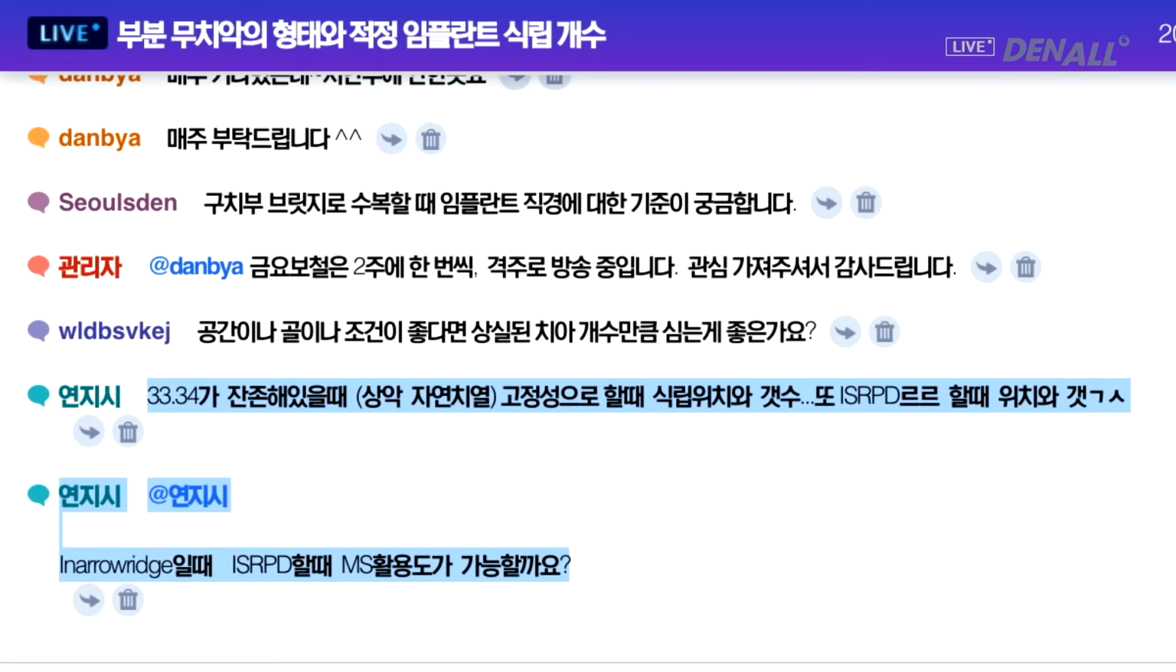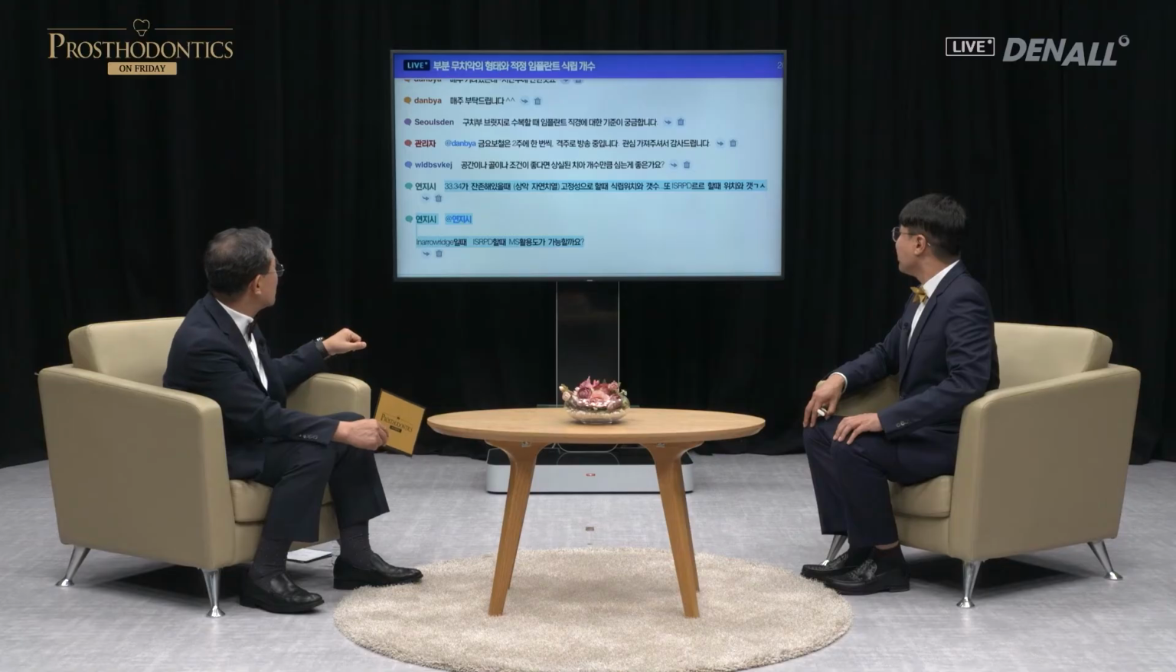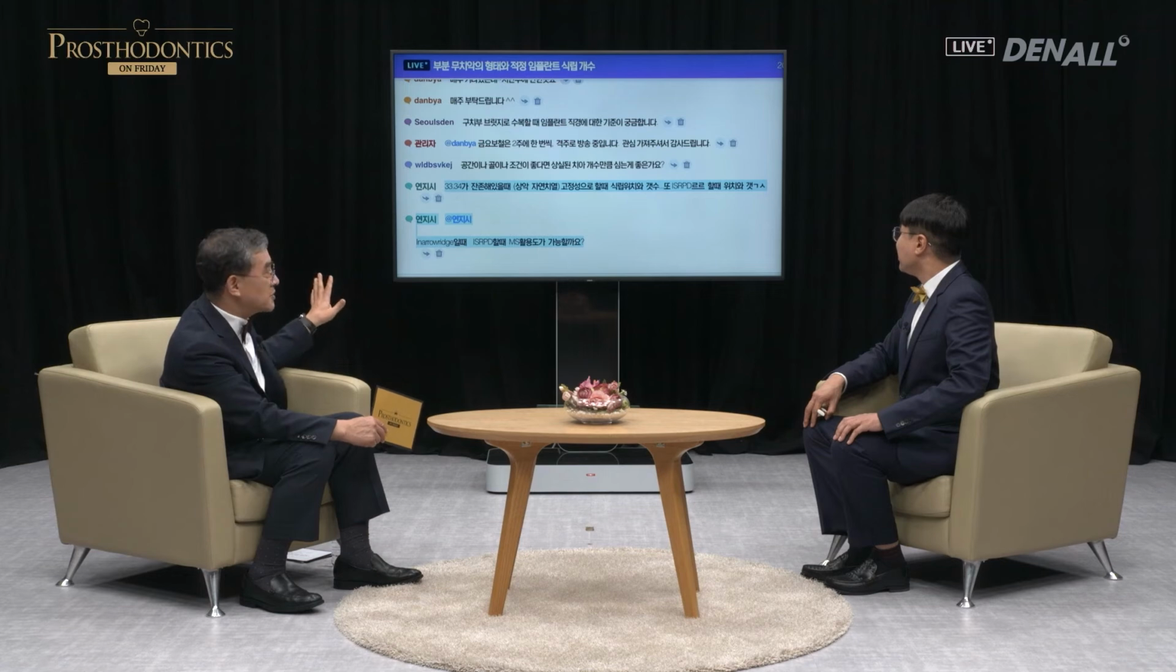There are two natural teeth, 33 and 34. If we're going to provide fixed prosthesis, how many implants should be placed and where should they be placed? How many should be placed and where in the case of ISRPD? 33 and 34 exist, and the upper dentition is natural dentition.